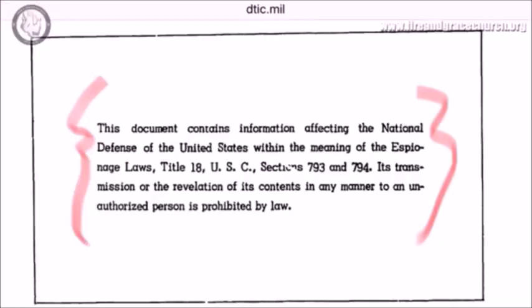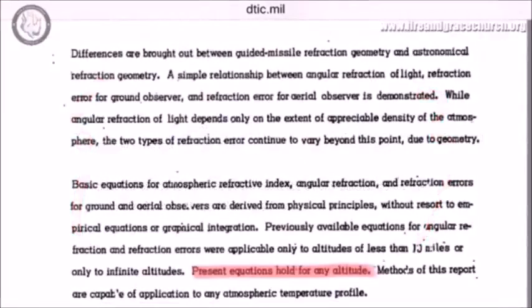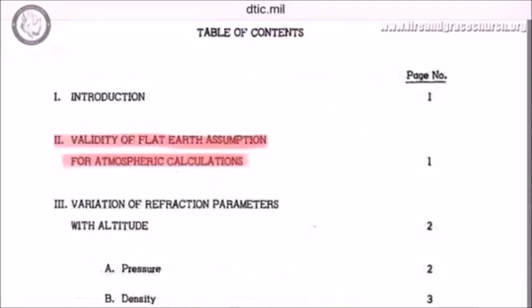This document was not to be seen. Its transmission or the revelation of its contents in any manner to an unauthorized person is prohibited by law. So this was classified in the 1950s. Here, now I want to point this out. Present equations hold for any altitude. Everybody see that? All right, let's see what they're talking about.